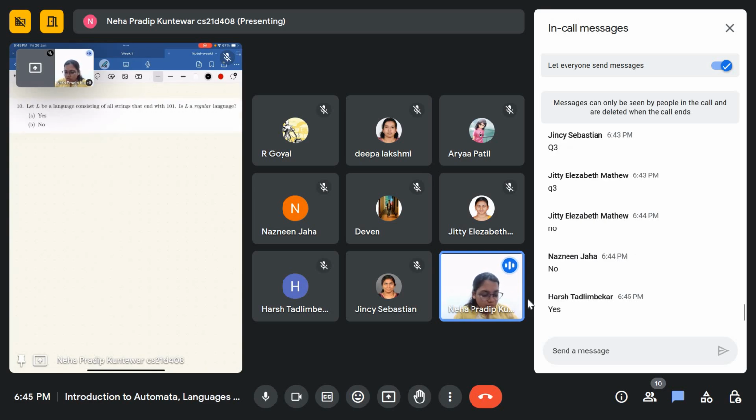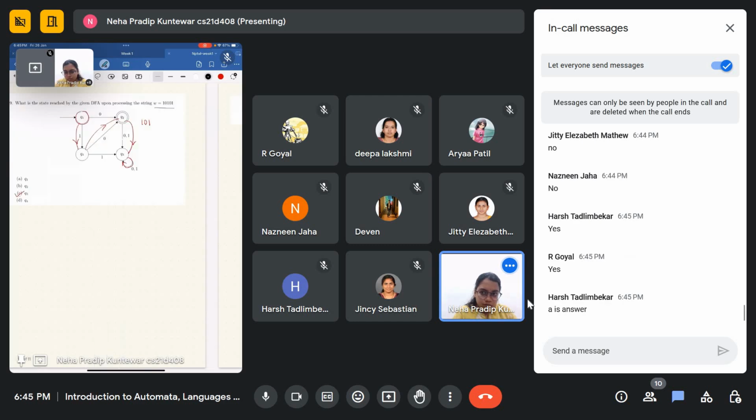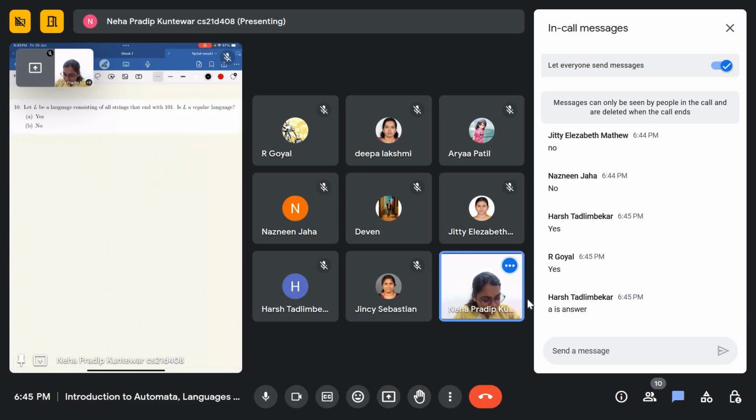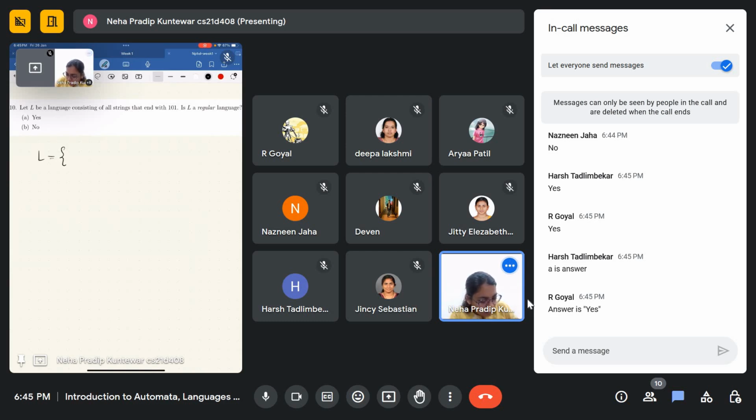Right. Is there some confusion? Okay, sorry. So L is the language. L is the set of all strings, or maybe W followed by 101, where W is in sigma star.